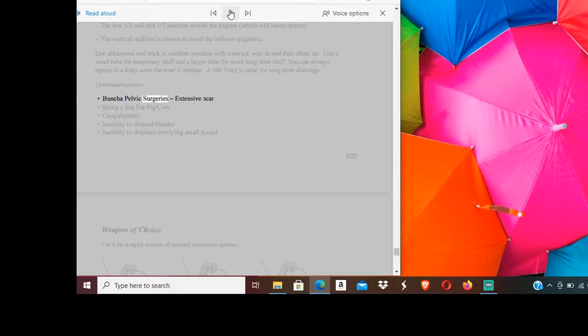Contraindications: a bunch of pelvic surgeries, extensive scar, morbid obesity, coagulopathy, inability to distend the bladder, inability to displace overlying small bowel.